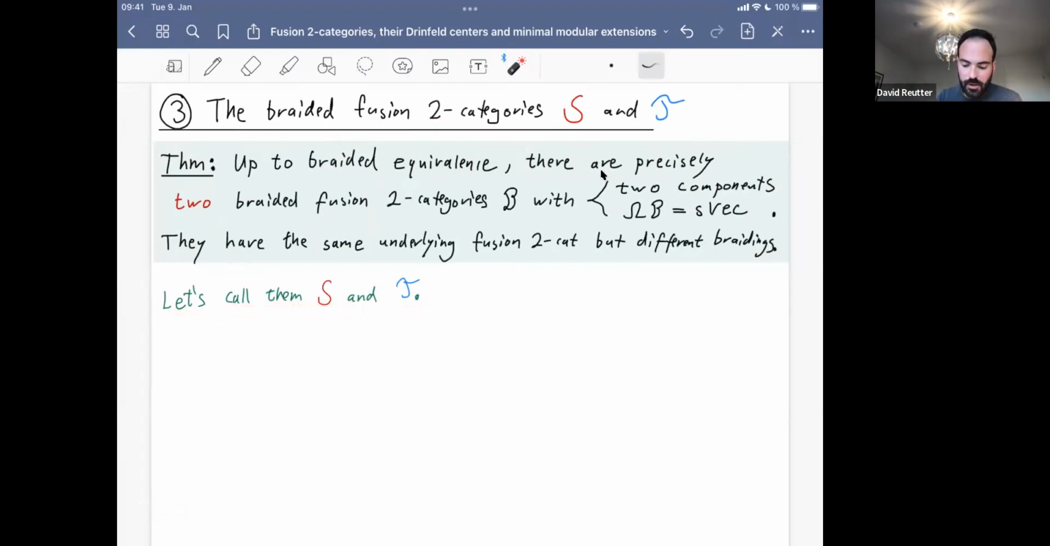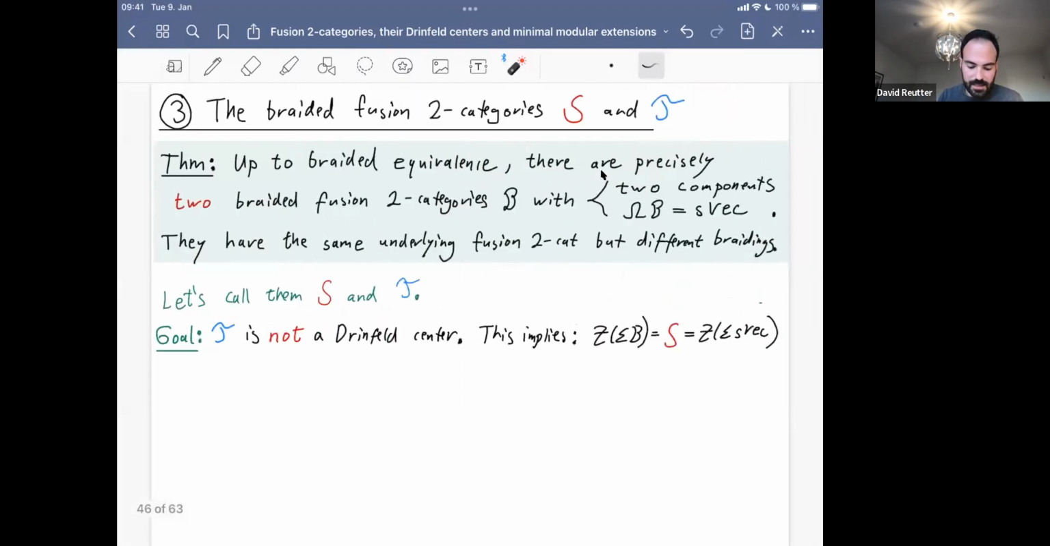And note that if B is a braided fusion 1-category whose Müger center is S-vec, then the Σ B is of this form. It has two components and its loops are S-vec. So it must either be equivalent to S or equivalent to T. And the goal, the way we prove this theorem then, is to say that T, in fact, is not a Drinfeld center at all, right?